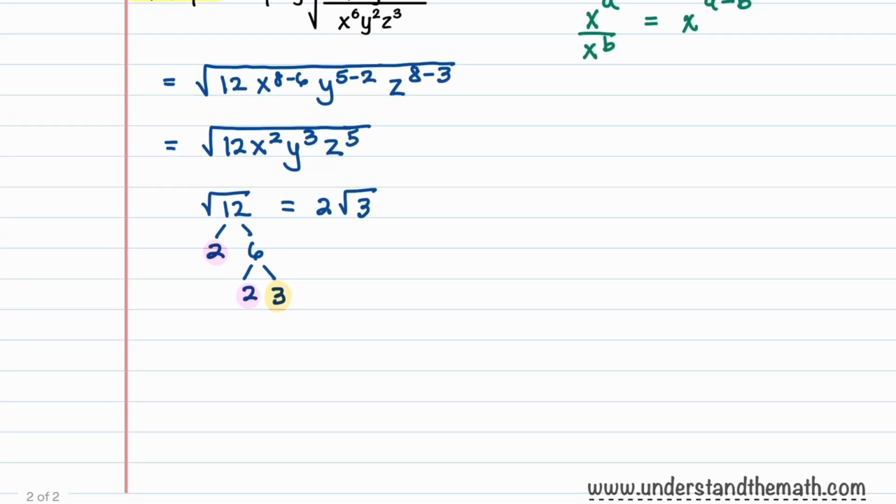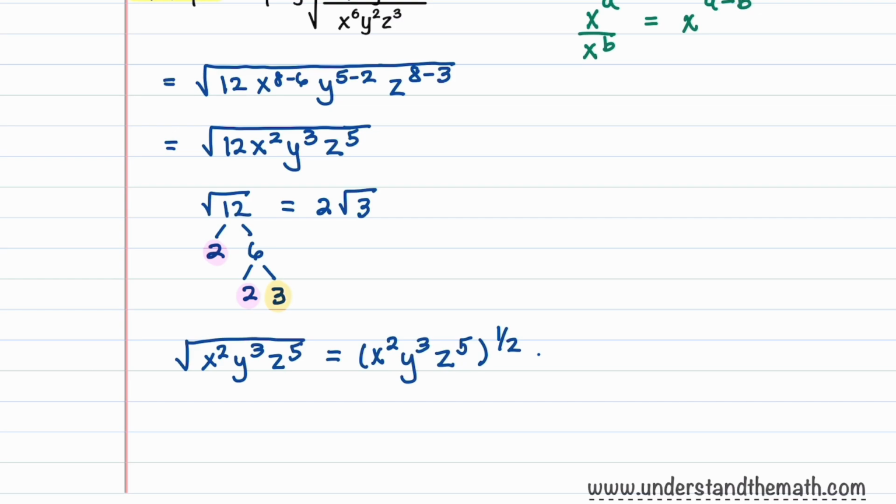Now let's go ahead and work on the algebraic part. We need to simplify the square root of x squared, y cubed, z to the 5th. We're going to write our square root as a fraction. So this becomes x squared, y cubed, z to the 5th, raised to the 1/2.